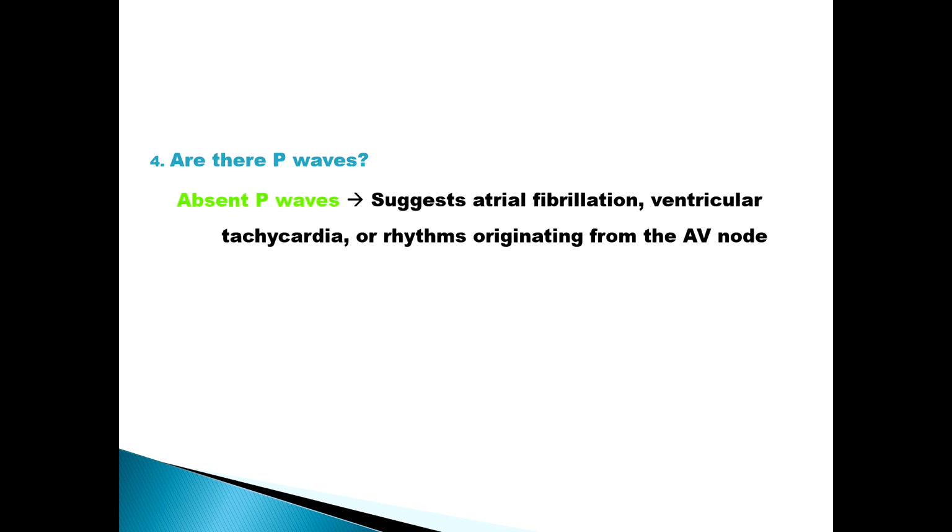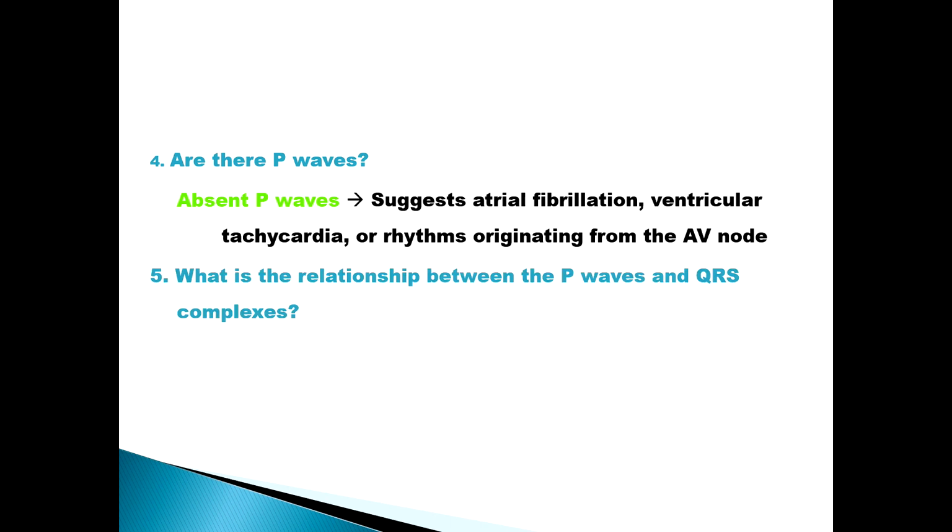Then fourth, you have to look for, is there any P wave? If there is absent P wave, then it suggests atrial fibrillation, ventricular tachycardia, or rhythm originating from the AV node. If you are not able to see a clear-cut P wave, then these three things can be.